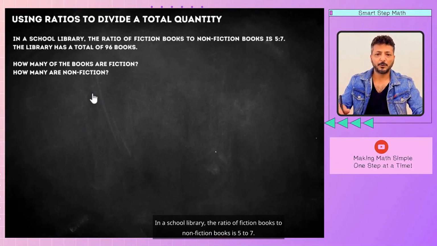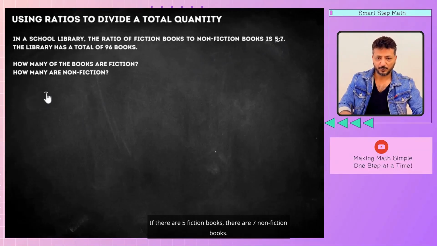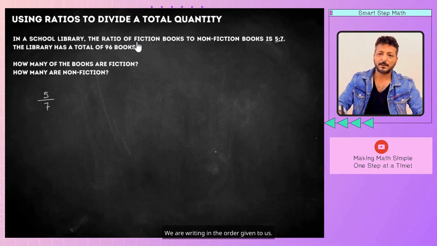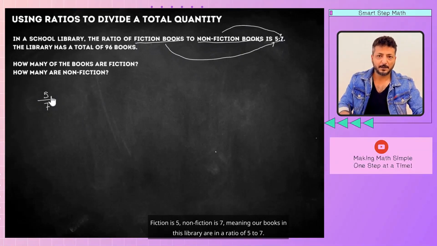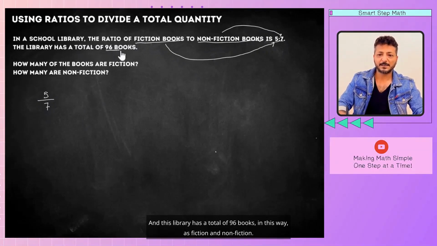In a school library, the ratio of fiction books to non-fiction books is 5 to 7. If there are 5 fiction books, there are 7 non-fiction books. We are writing in the order given to us: fiction books, non-fiction books. Fiction is 5, non-fiction is 7, meaning our books in this library are in a ratio of 5 to 7. And this library has a total of 96 books in this way as fiction and non-fiction.